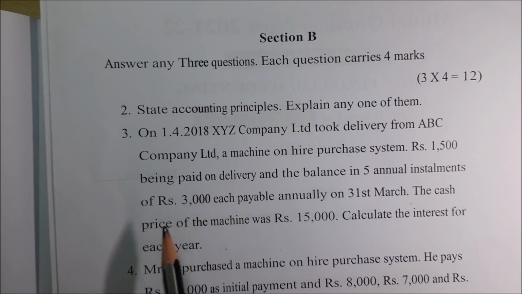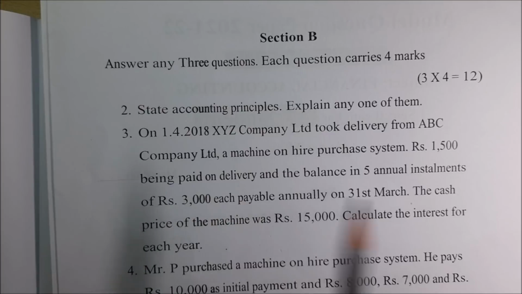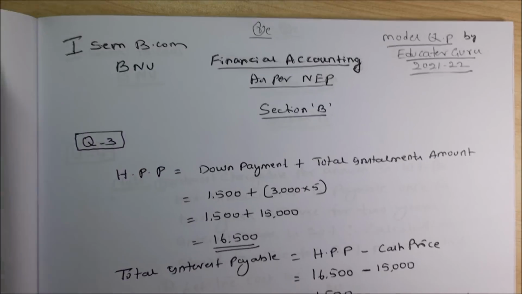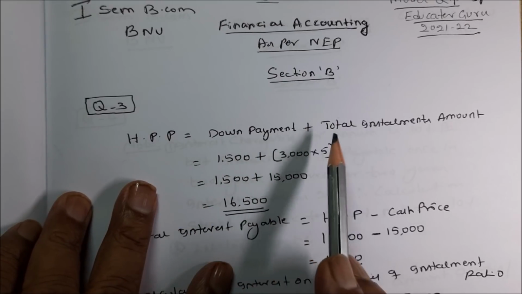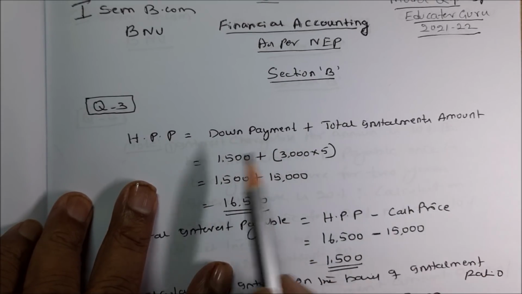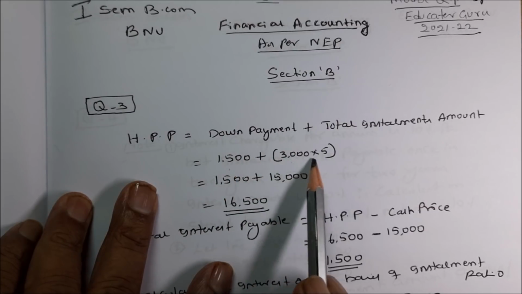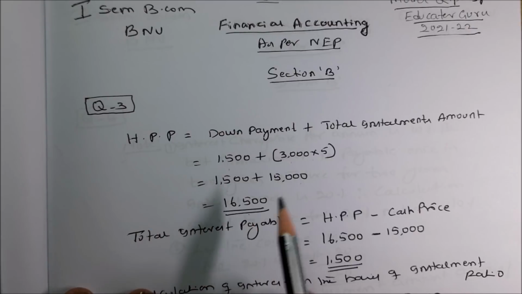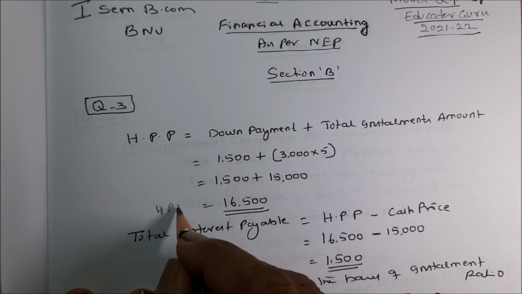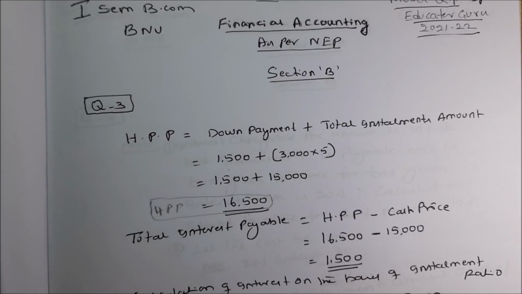Here they have given the installment, but we do not know what interest the installment amount includes. So that we have to calculate. It is a very simple way of calculating. HPP, that is hire purchase price, is equal to down payment plus total installment amount. Down payment is 1,500 and each installment is 3,000 into 5 installments. So 1,500 plus 15,000 comes to 16,500. So the hire purchase price is 16,500.